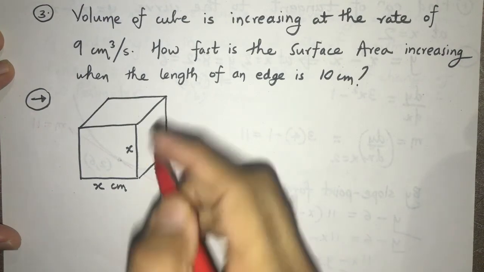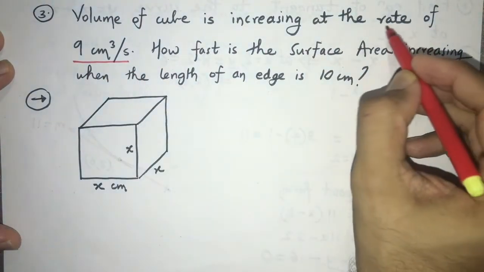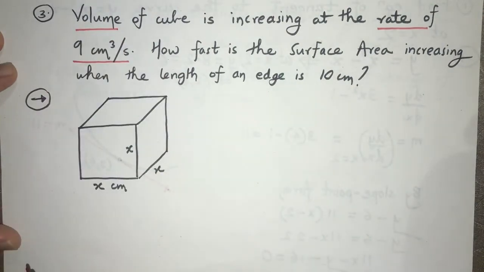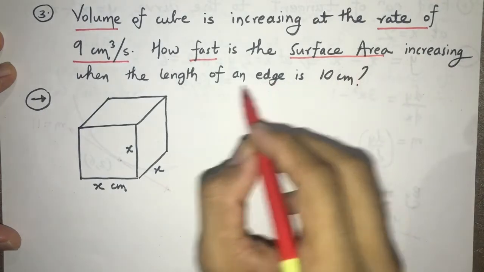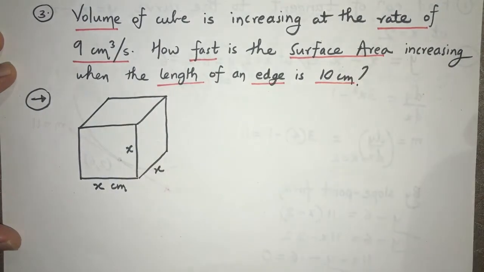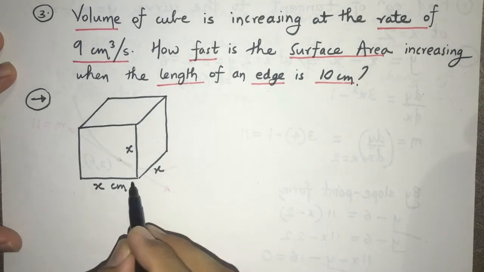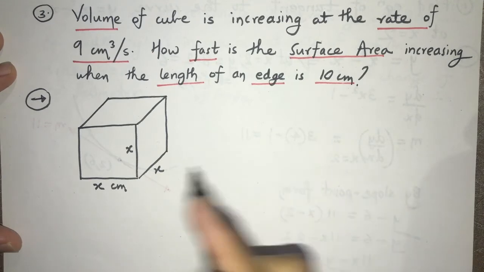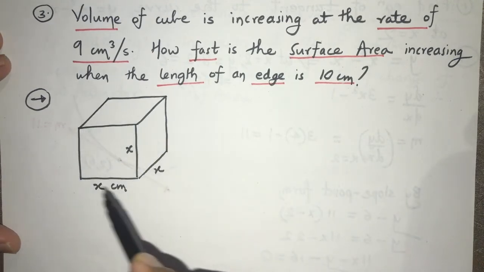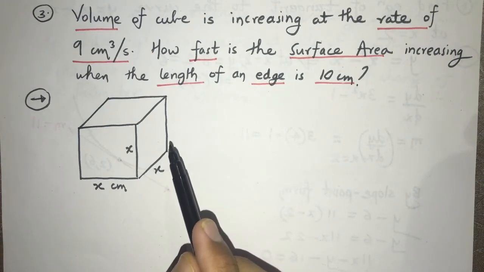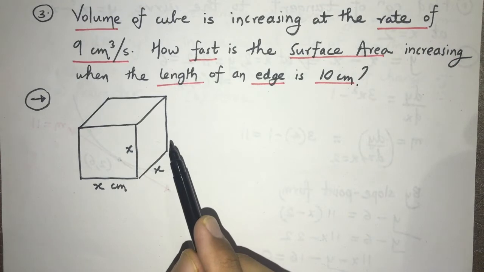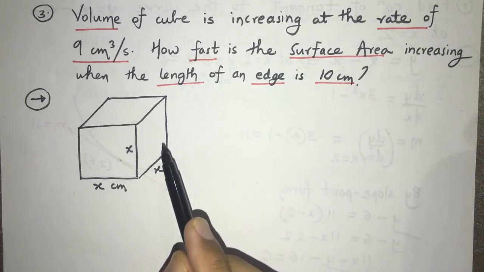Volume is increasing at the rate of 9 centimeter cube per second. How fast is surface area increasing when the length of the edge is 10 centimeters? Right now, volume is changing, meaning the size of this cube is increasing. Surface area will increase, edge will increase. So all these are variable quantities, right?